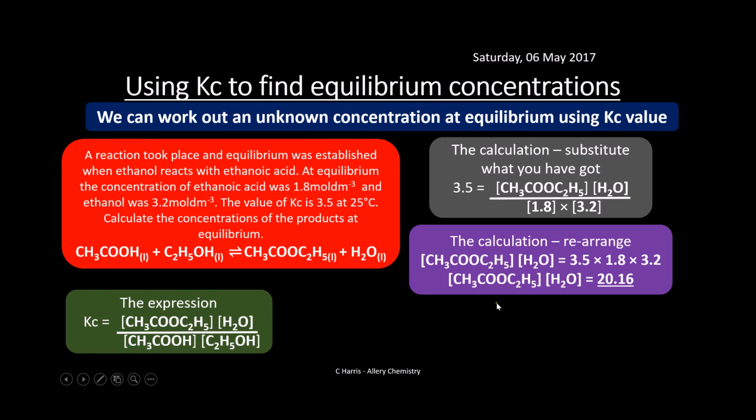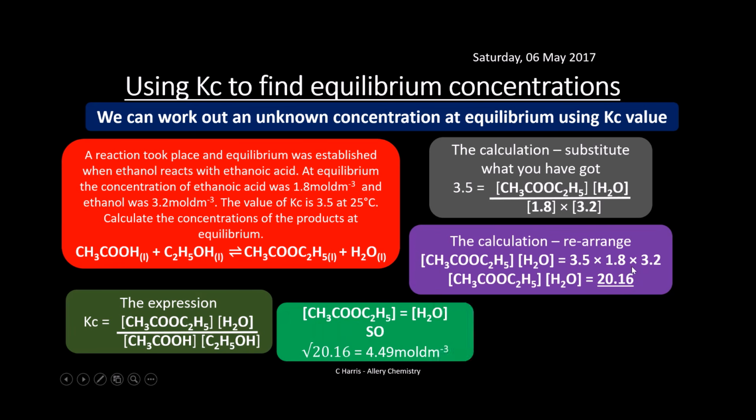So all we're doing is just really rearranging this expression. So these two is basically just 3.5 times by 1.8 times by 3.2. So we've just rearranged it. And basically, if I multiply all these numbers together, we get 20.16. So we know the concentrations of this and this is 20.16. Now, because we know the concentrations of these are going to be the same because they're 1 to 1 ratio, then we assume that this is basically just squared. So if we take the square root of this, we can work out the concentration of one of these. So the square root of 20.16 is 4.49 moles per dm cubed.